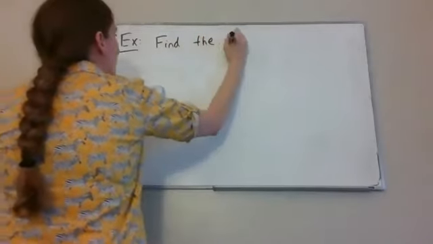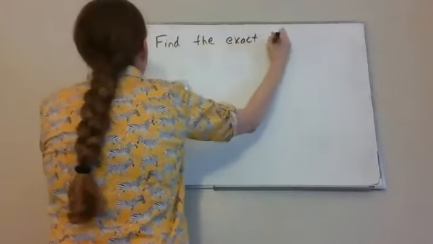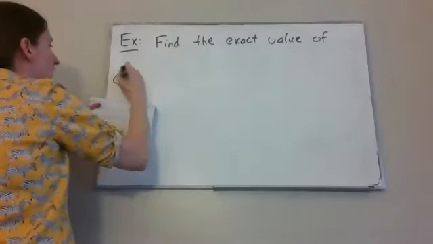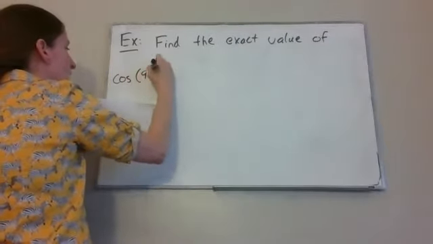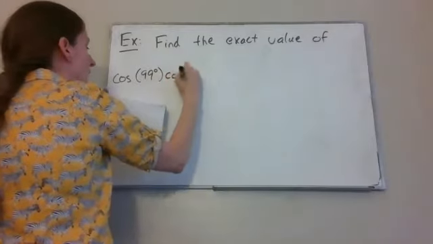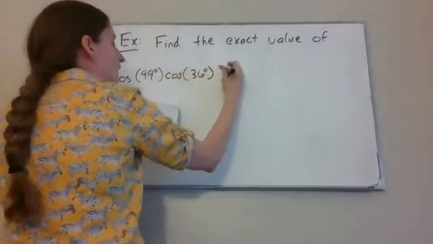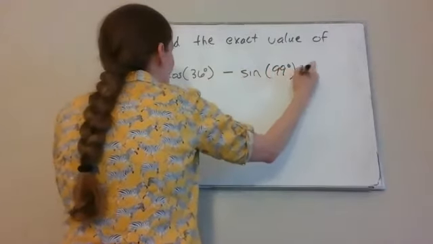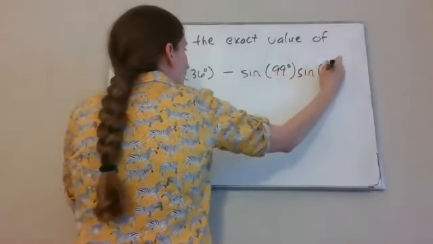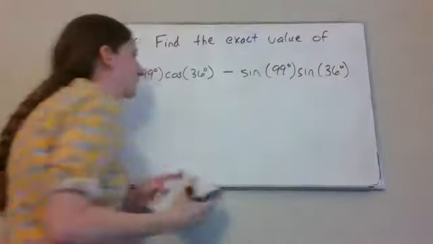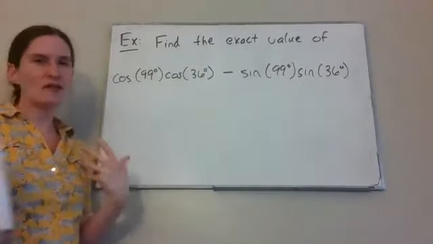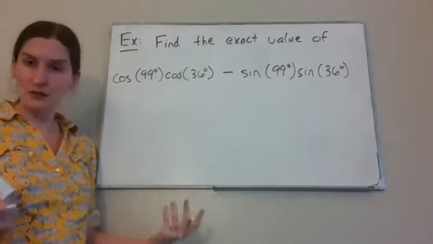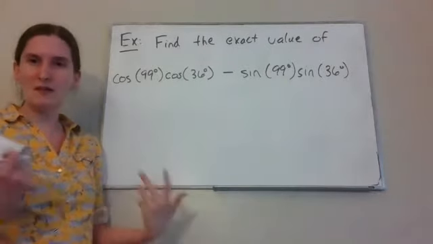Let's find the exact value of cosine of 99 degrees times cosine of 36 degrees minus sine of 99 degrees times sine of 36 degrees. Now this one's a little bit different than the ones we just did. We're still going to use our sum and difference formulas, but we're using them backwards.